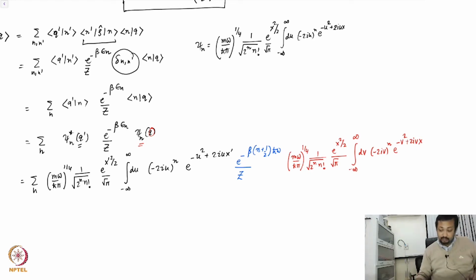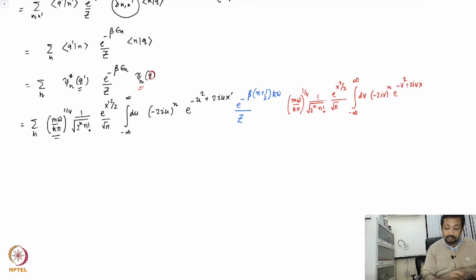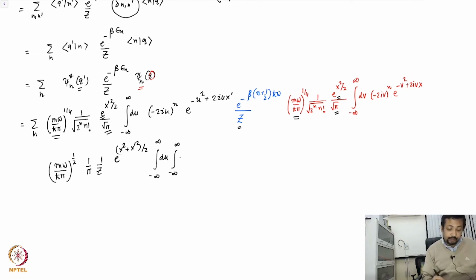Looks horribly complicated, but things are going to simplify very soon. This together with this gives me m omega over h bar pi to the power half. Then I have this square root pi and this square root pi, that gives me 1 by pi, and I have a z, gives me 1 by z, right? The exponential factors that you see over here are not being integrated over, neither are being summed, so it is e to the power x square plus x prime square by 2. Let's take the integrals over here, du, and then I have dv. Now I take care of the sum over n. But before that, I also note that this factor that you see over here gives me e to the power minus beta h bar omega. So I will bring out e to the power minus beta h bar omega.